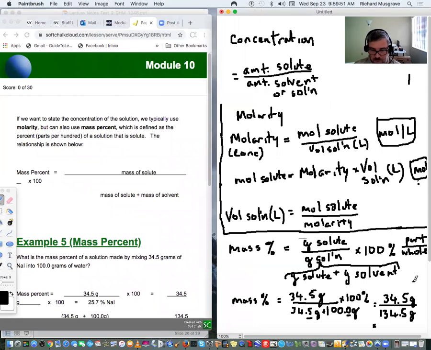So 25.7% would be the final answer there. All right, anybody got any questions about mass percent?